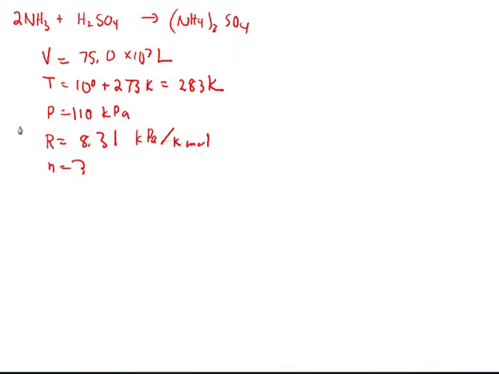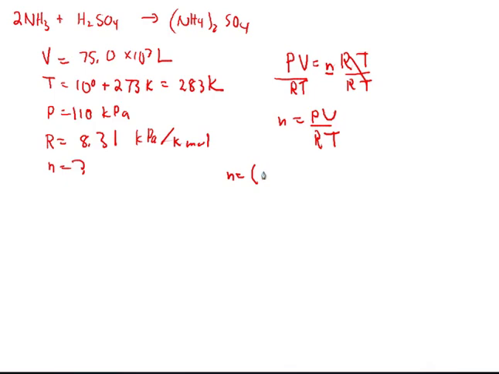So let's do a little bit of algebra first. We know that the ideal gas law is PV equals nRT, and we're trying to solve for n, so we divide both sides by RT. So n is equal to PV over RT. And we'll do all the substitutions.